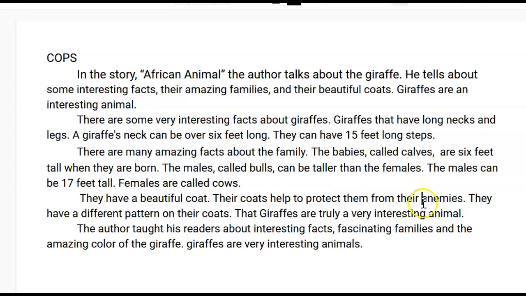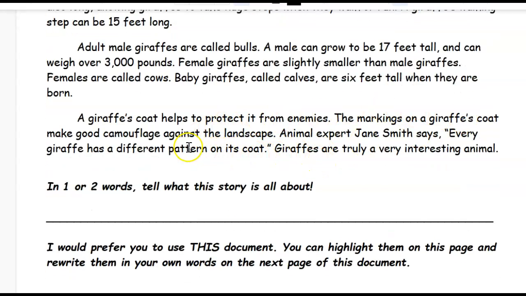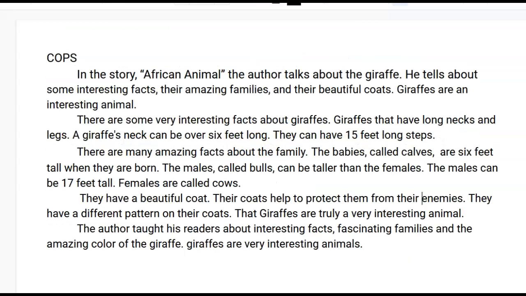their enemies. They have a different pattern on their coats. Well, I don't know. Does it say each giraffe in here? It says every giraffe has a different pattern on its coat. So we'll just leave that. They have a different pattern on their coats.